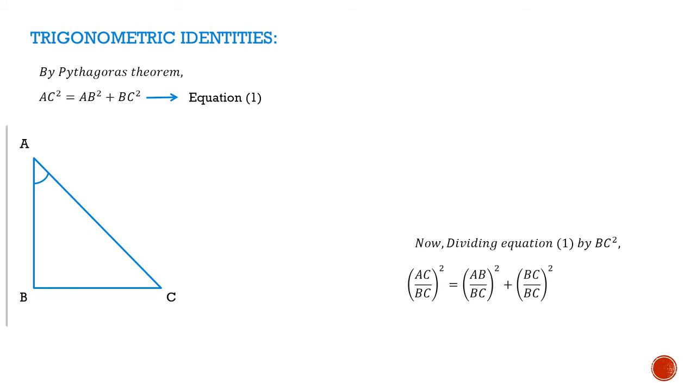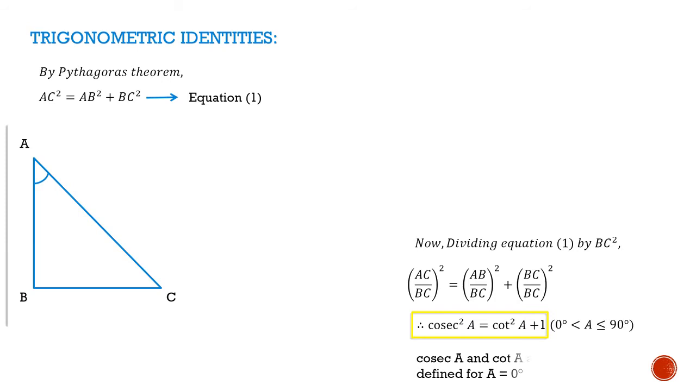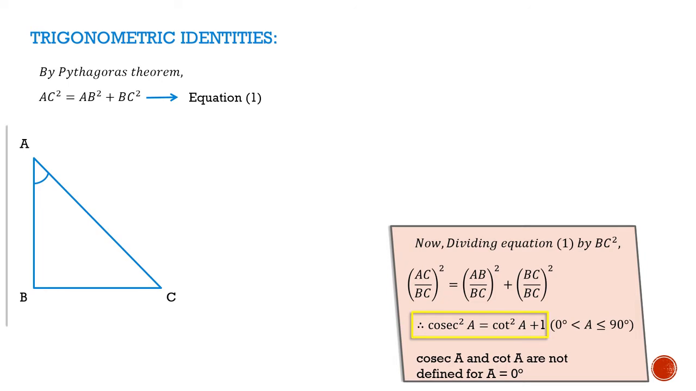So once you divide the equation by BC square, this situation will arise, and AC divided by BC is equal to cosec A, no need to mention the square, and AB by BC is cot. So our third identity is cosec square A is equal to cot square A plus 1, and this identity is valid for all the angles except 0 degree, because these identities cosec and cot are not defined for A is equal to 0. You can check the table of values for that. Okay, so this was the third identity.